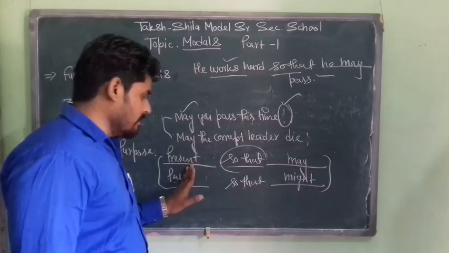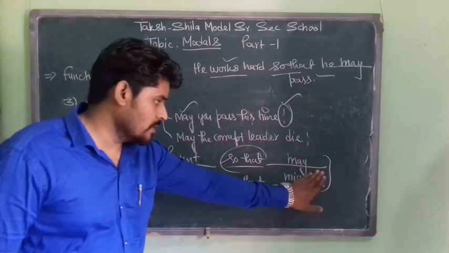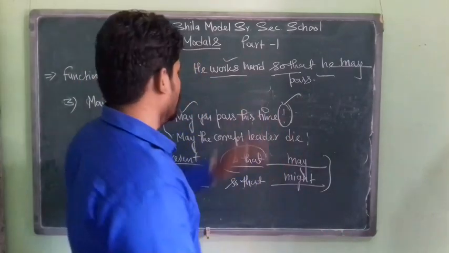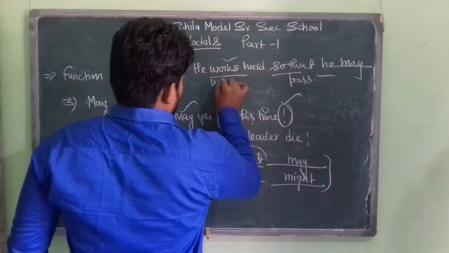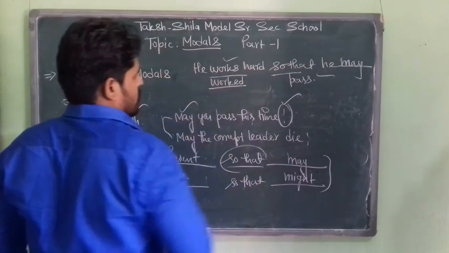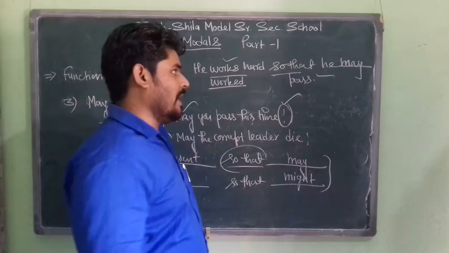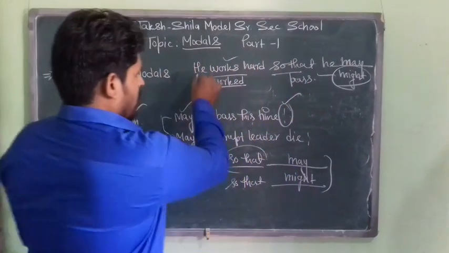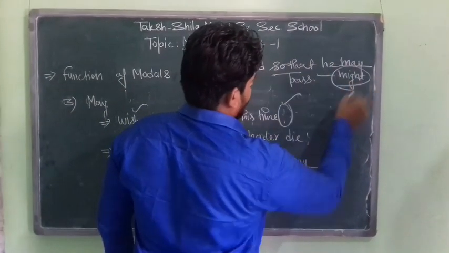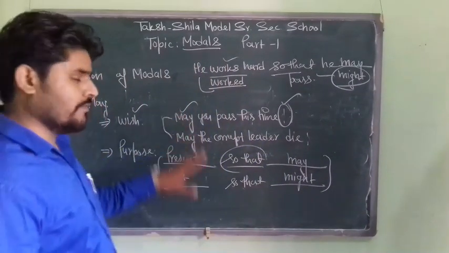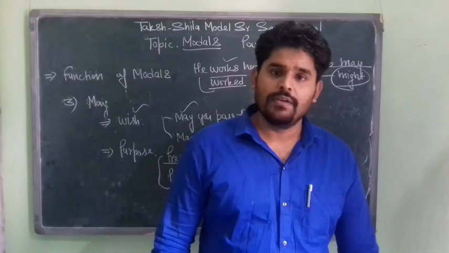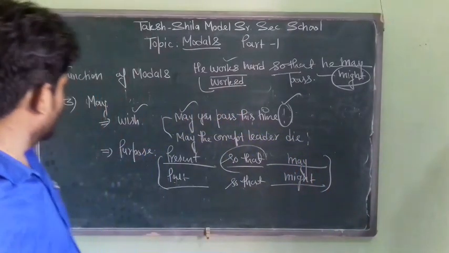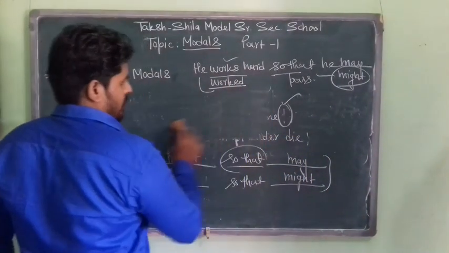When the main verb in the first sentence is in present tense, we use may after so that. If the main verb is in past tense, we use might after so that. Again, if I just change work into worked, this becomes past tense now. So he worked hard so that he might pass. Now may will be converted into might. Students, so here we have just discussed the use of may, and we have also taken into consideration the use of might, but we will also read might separately.